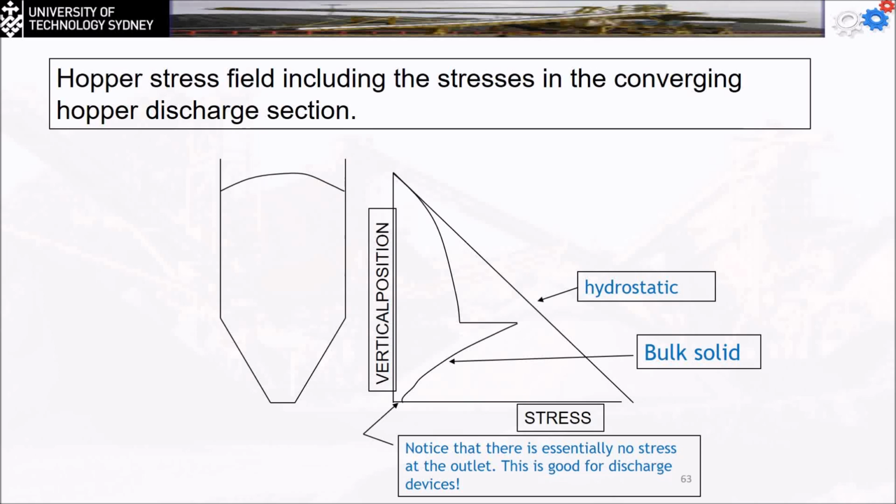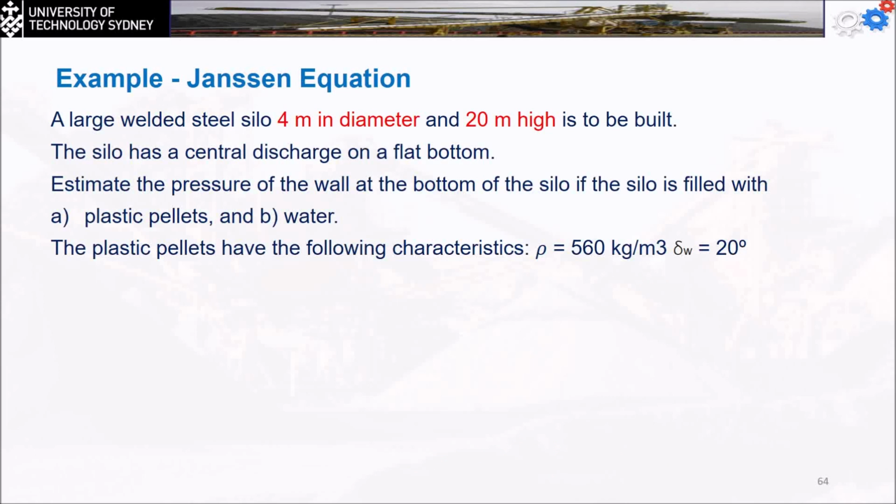Okay, now we are going to have a design example. We are going to have a large welded silo. Is that something similar to the question you have in the assignment? Yes. So we have a steel welded silo which has 4 meter diameter, and the height is 20. This needs to be built. The silo has a central discharge in the flat bottom, and we have to estimate the pressure on the wall at the bottom of the silo if the silo is going to be filled with plastic pellets or water. Now, which one has more density?